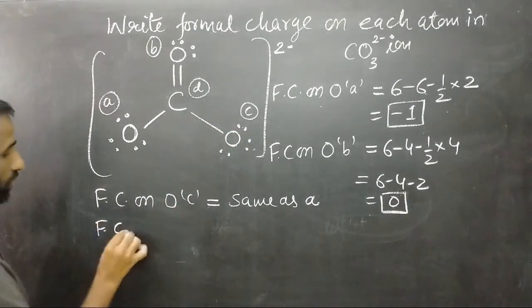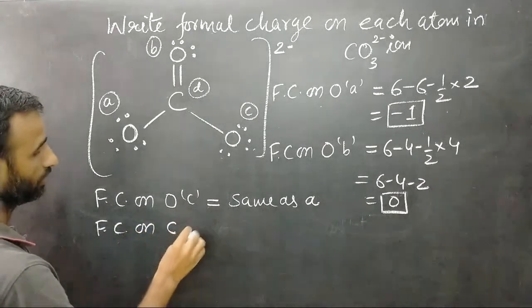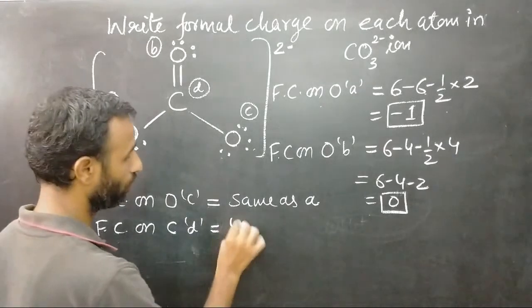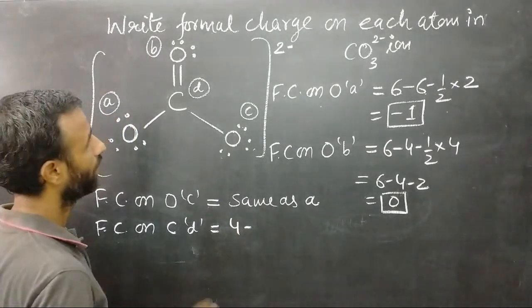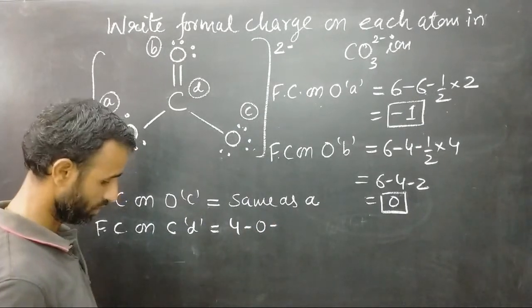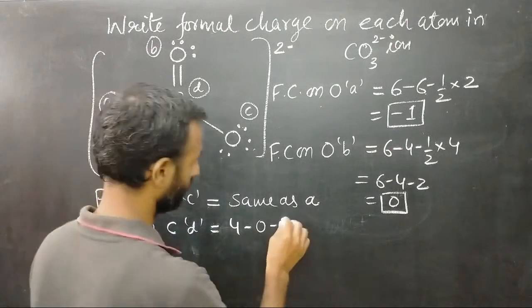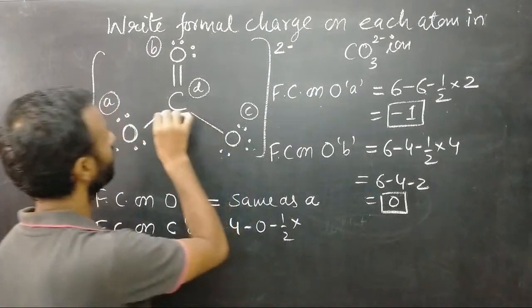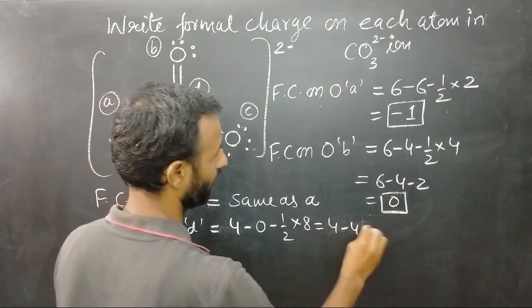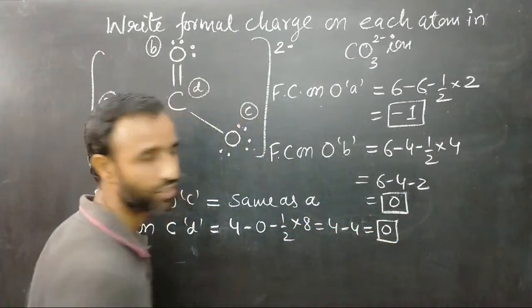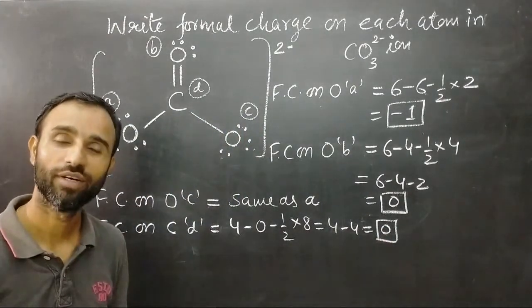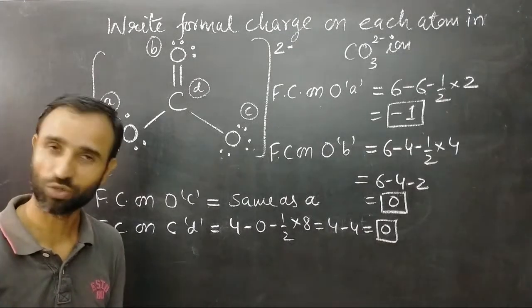Now the formal charge on carbon D. Carbon has 4 valence electrons, minus unshared 0, minus half of shared, 2, 4, 6, 8, that is 4. So 4 minus 4 is 0. That's it. So this is all about formal charge and the limitations of the octet rule.